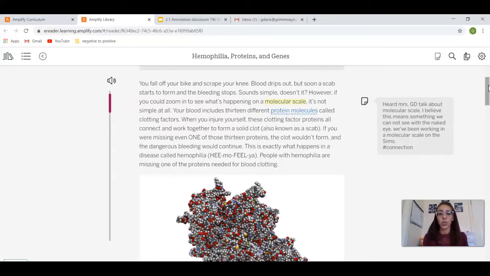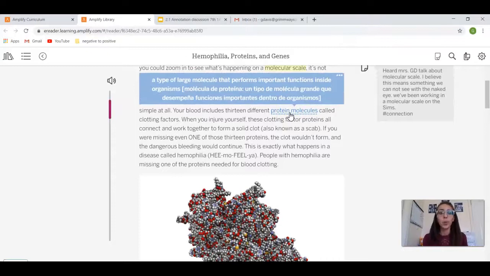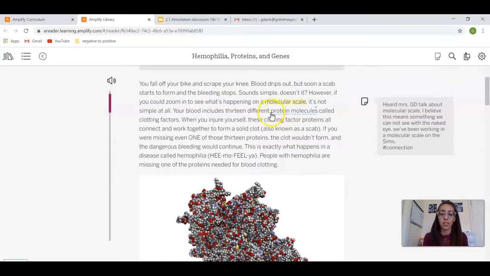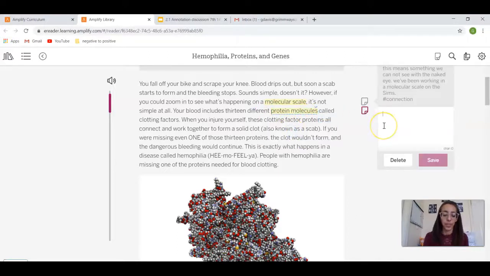It's not simple at all. Your blood includes 13 different protein molecules. Dang, protein molecules. Again, I feel like this is a really important word that we should really know. A type of large molecule that performs important functions inside organisms. Okay, by now I should be getting to know this, so let me just go ahead and highlight this word. And I'm just going to make a note and say, repeated many times in this chapter.